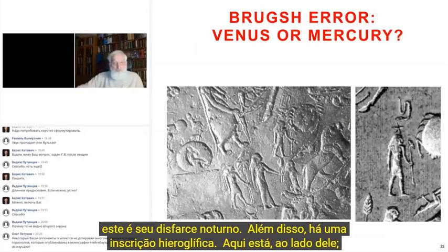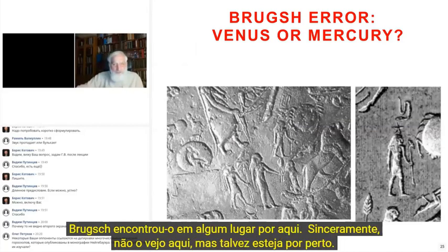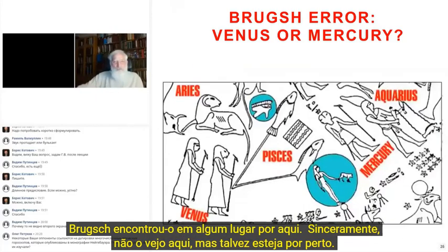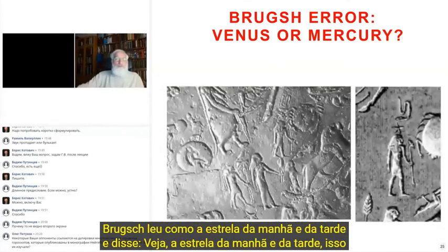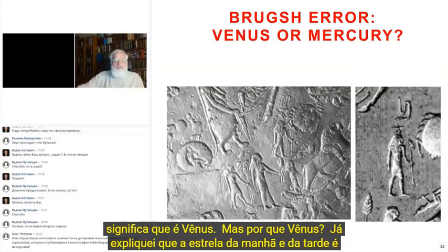Moreover, there is a hieroglyphic inscription. Here it is, next to him. Brooks found it somewhere around here. Honestly, I don't see it here, but perhaps it's nearby. Brooks read it as the morning and evening star and said, "See, the morning and evening star. This means it is Venus."